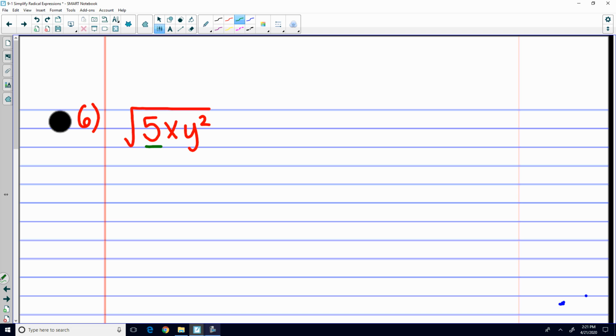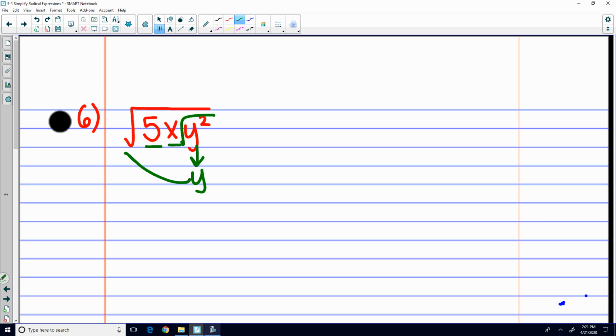So let's consider the number 5 first. Thinking about my perfect squares, the only perfect square smaller than 5 is 4, and I can't pull a 4 out, so 5 by itself is already simplified. And I can pull out even numbered powers, and so if I just have an x, that's x to the first, that is not even, that cannot be pulled out, but I can sure take a square root of y squared to move it to the outside. The square root of y squared is just a y, because y times y is y squared.